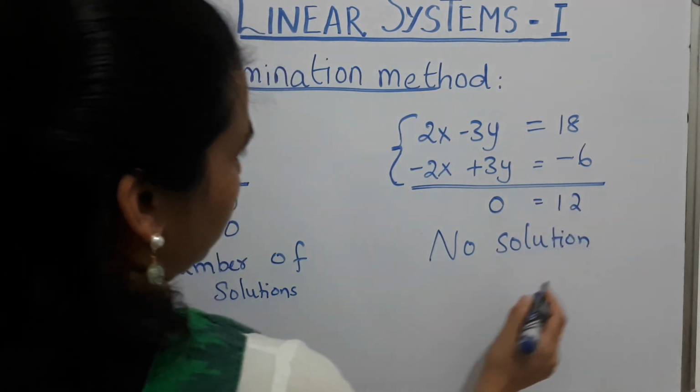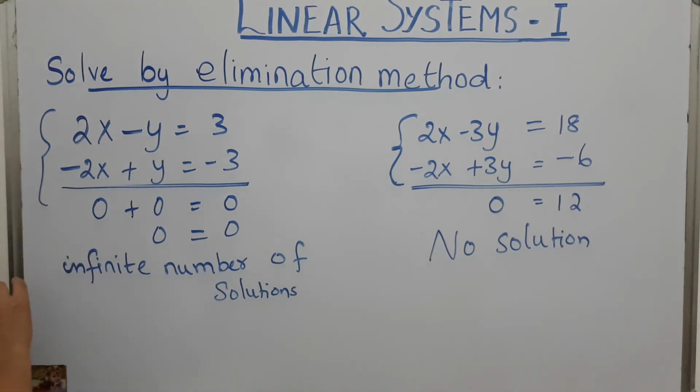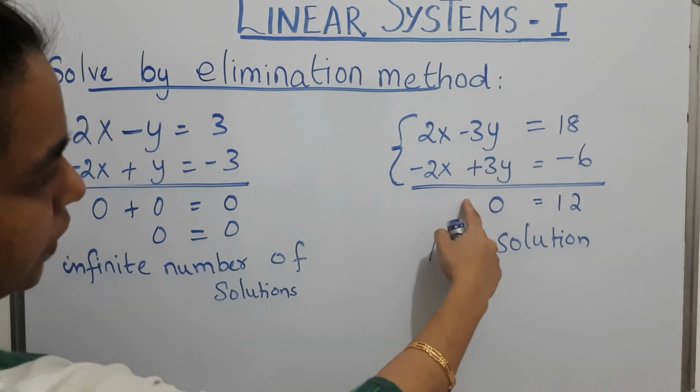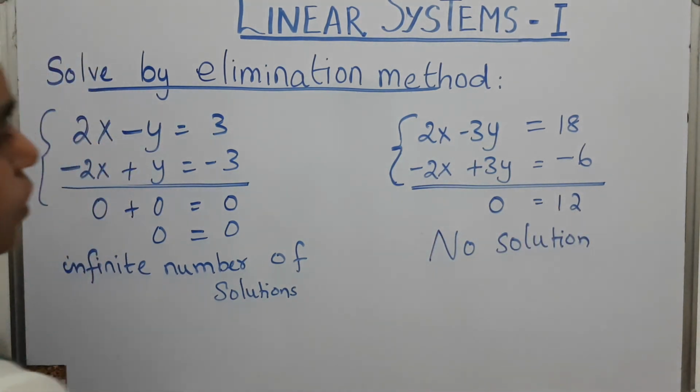Okay. So normally when you eliminate one variable, you can find the value of another variable and substitute it to find the value of the second variable, right? But in this case, all are getting eliminated and you are having 0 is equal to 0. So it is an infinite number of solutions. And here also the left hand side everything is getting eliminated and 0 is equal to 12. So that is no solution.